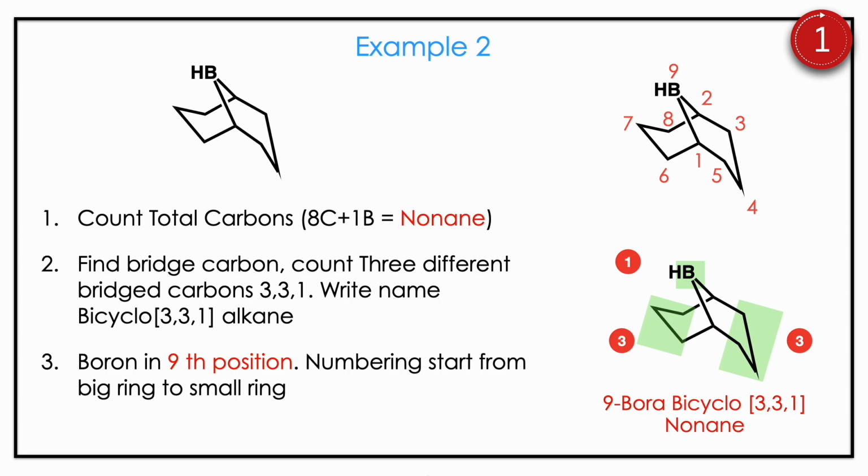So if you look at the name, the normal name will be bicyclo, 3 carbons on one side, 3 carbons on another side, 1 atom as the boron. So bicyclo nonane, but you should specify the boron. Boron is in the 9th position. So 9-bora-bicyclo 3,3,1 nonane.